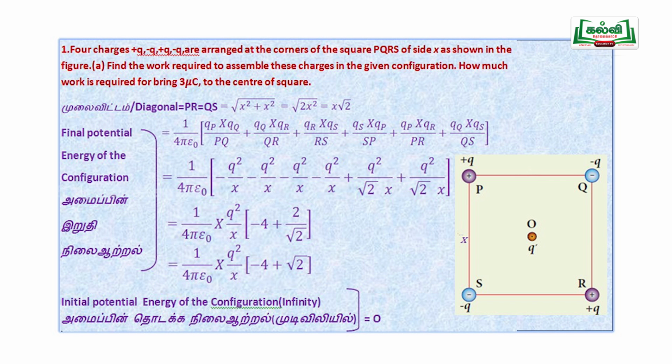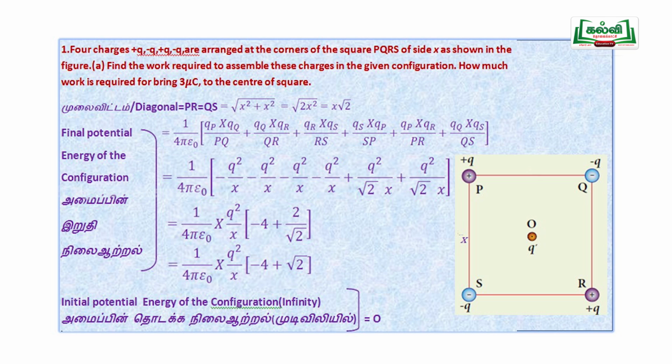Okay students, first we will go for the first problem. This is our book back problem. 4 charges plus Q, minus Q, plus Q, minus Q are arranged in the corners of the square. Now, they are asking us to find out how much is the work done in assembling the charges. Definitely these charges would have been brought from infinity. We know the potential energy of these charges at infinity is 0. So, we have to find out how much is the potential energy in bringing the charges to this configuration.